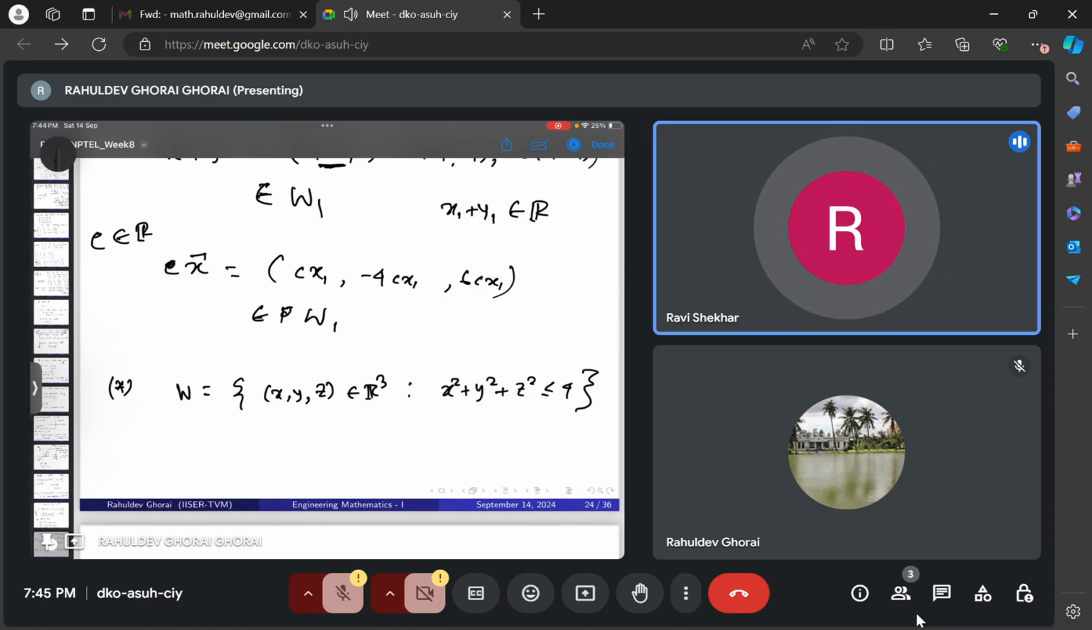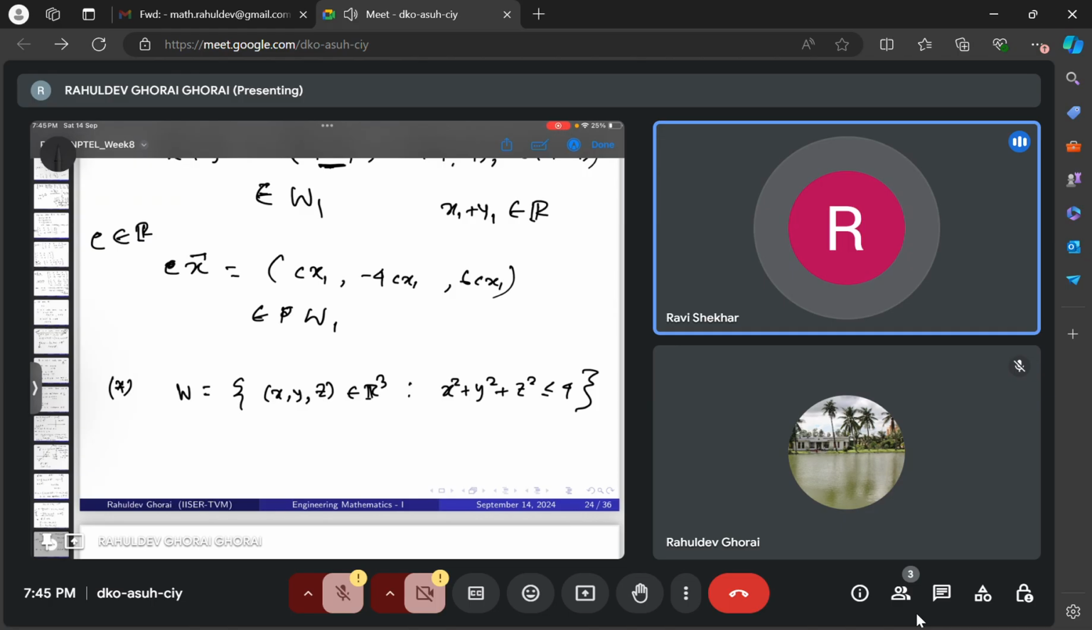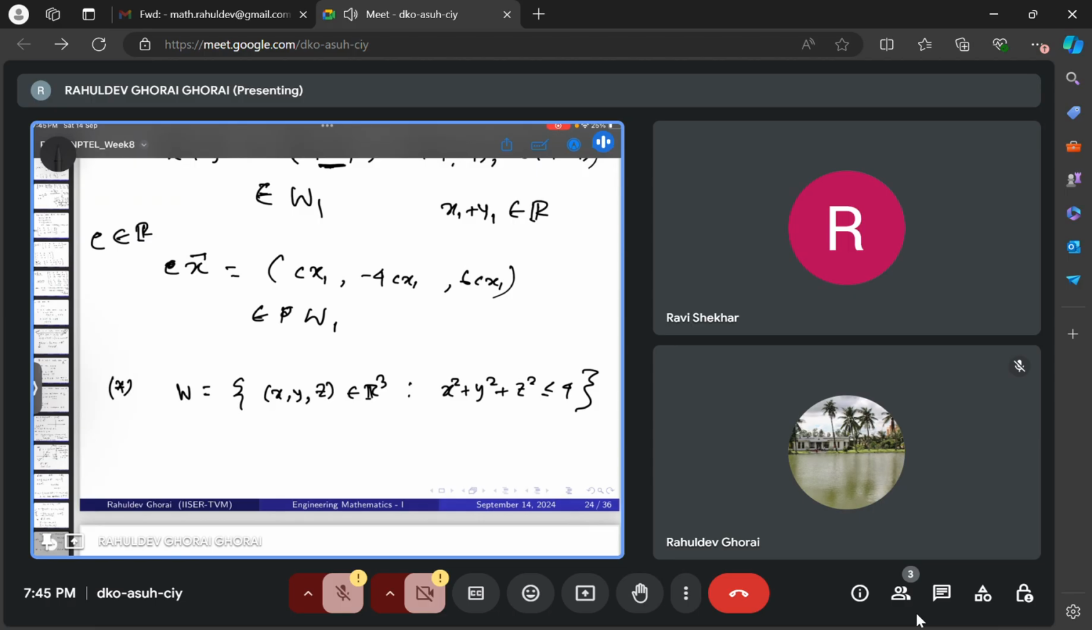Sir, without an example, I'm not able to get the second step, sir. When these types of things are there, we try to think geometrically. So this is a sphere, right? In the sphere, if you take any two points and add them, will that be in the same sphere? Sir, I've taken two points, 100 and 200, which belong to W, but their addition does not belong to W. Exactly. Great, great. That's how you have to do it.